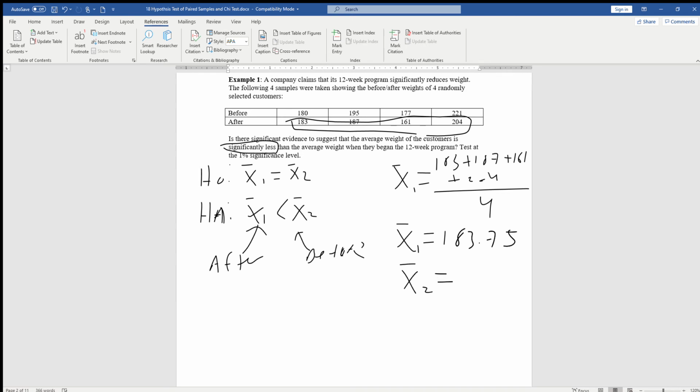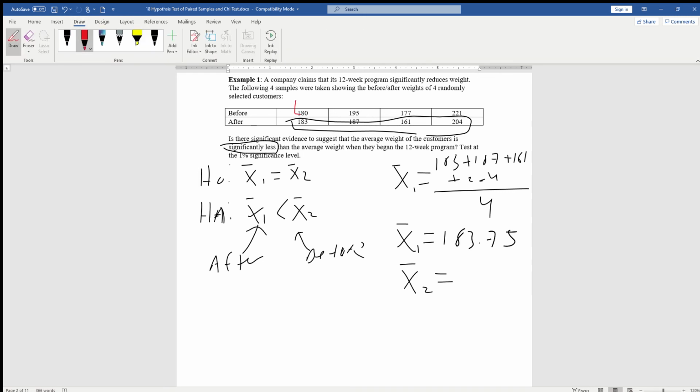X bar 2. When we compute that, we are going to take the average of the before groups. So we're just going to add up those 4 numbers and divide by 4. So that's going to be 180 plus 195 plus 177 plus 221. We're going to divide that by 4. And I end up with 193.25. The number of samples n, there are 4 samples in this example.